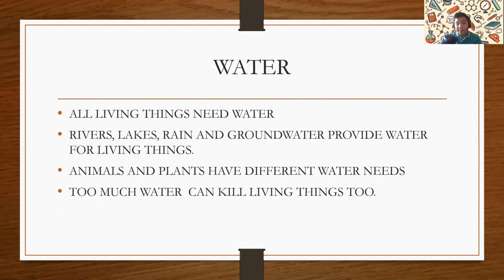Next, animals and plants have different water needs. We talked about the different types of bodies of water, like the river. A river is a body of water that connects two places, like it connects the ocean and the lake. A lake is like a mini ocean that is covered by land. So rivers and lakes and rain and groundwater, they provide water for living things.